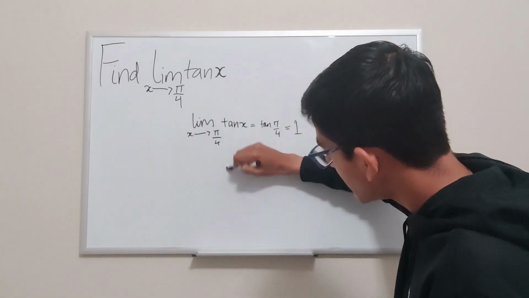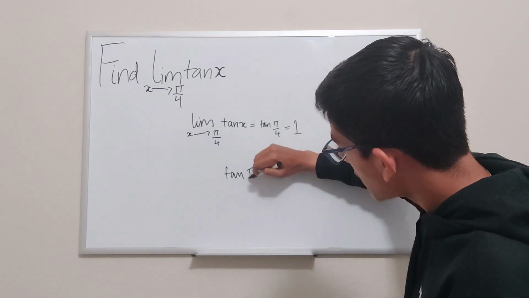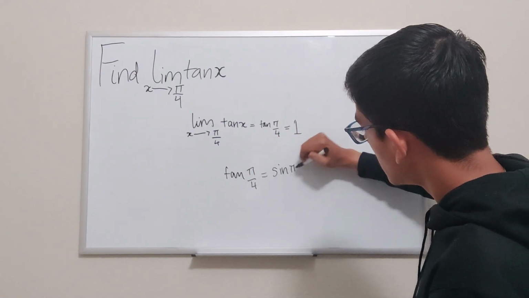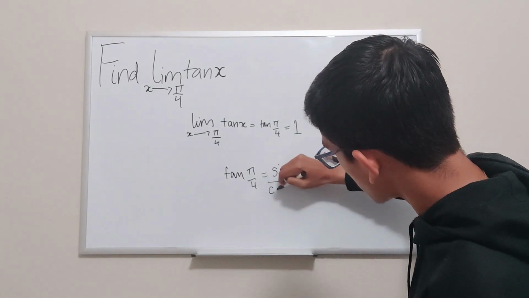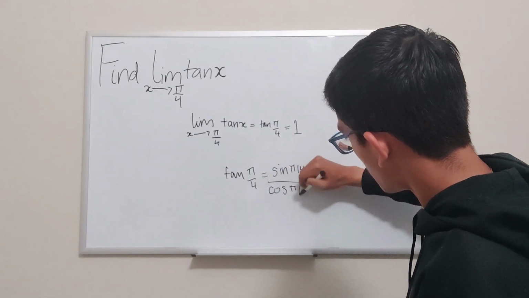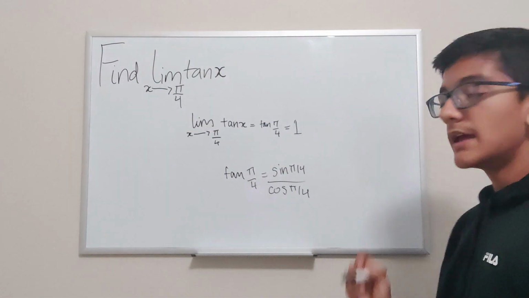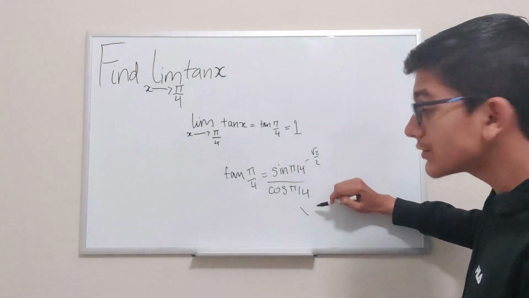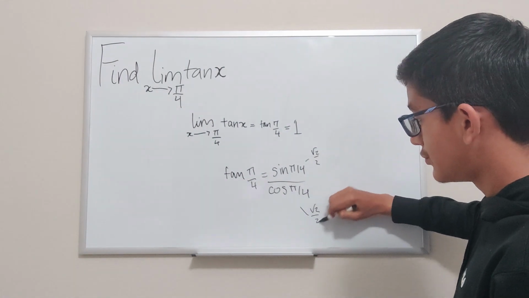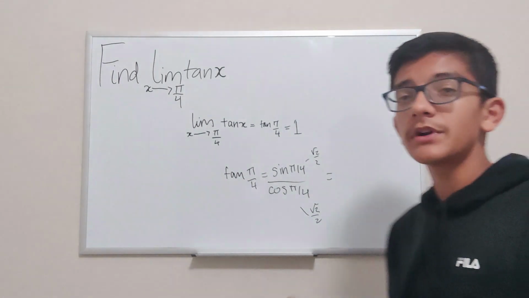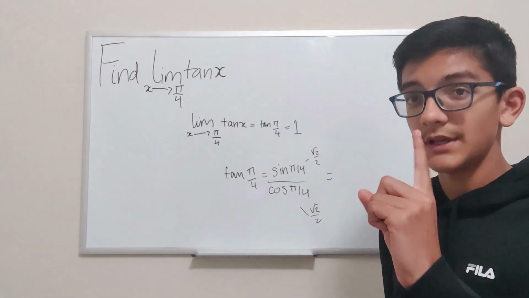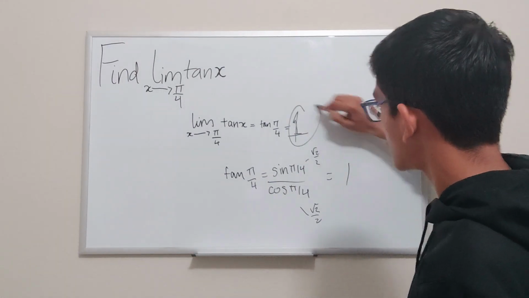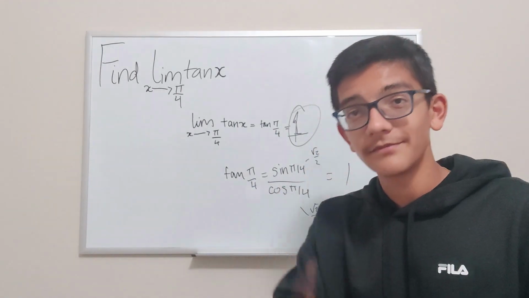And why? Well, that's because tangent pi over 4 is equal to sine pi over 4 divided by cosine of pi over 4. This is root 2 over 2. This also is root 2 over 2. The same number divided by itself is 1. Therefore, our first answer is a simple 1.